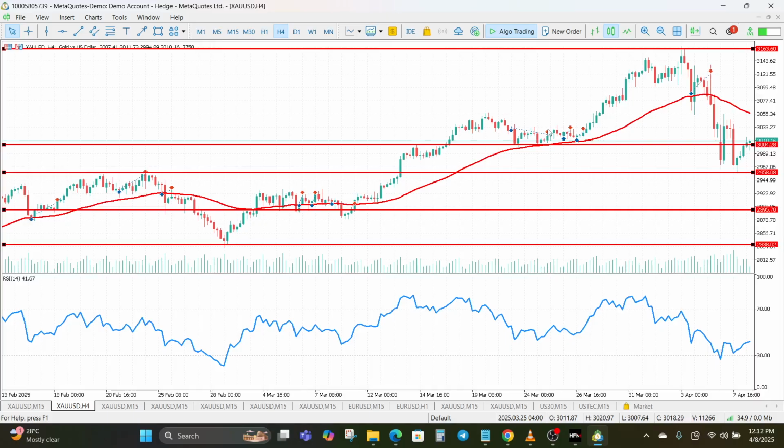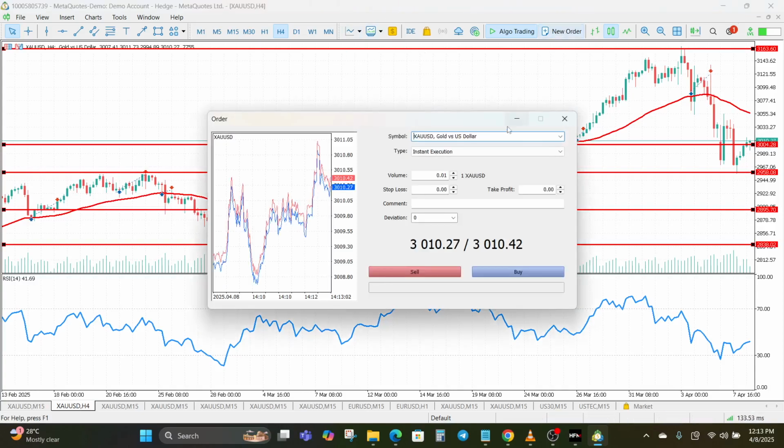Now, when opening a trade, you click on New Order. Of course, you select your XAUUSD and adjust your lot size appropriately under this volume option. Make sure that your lot size is calculated based on your account balance. You don't want to risk more than 1 to 2% of your account balance in a single trade. Gold is volatile, so use smaller lot sizes compared to Forex pairs. A 0.01 lot on gold can move significantly, so be cautious.